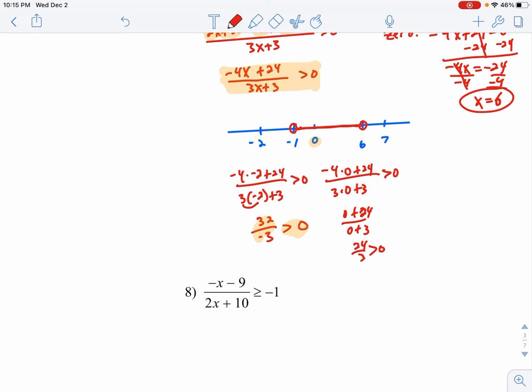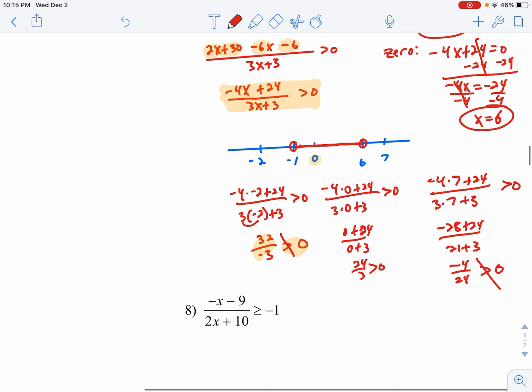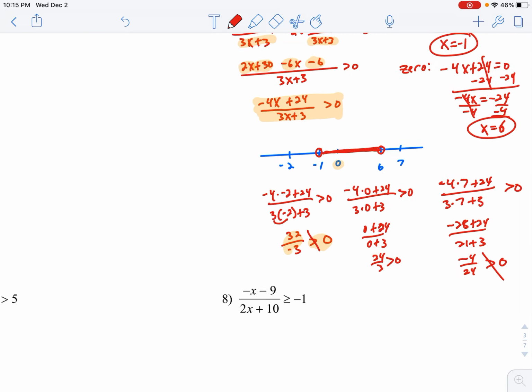I'll plug in a 7. Negative 4 times 7 plus 24 over 3 times 7 plus 3. Is that greater than 0? What is that? Negative 28 plus 24 over 21 plus 3. That's going to be negative 4 over 24. Again, a negative. Greater than 0? No. I should have put a no through there. So the only interval that's shaded is right here.